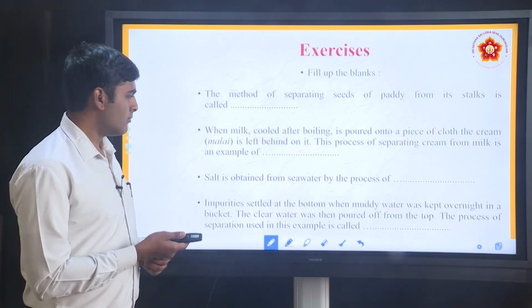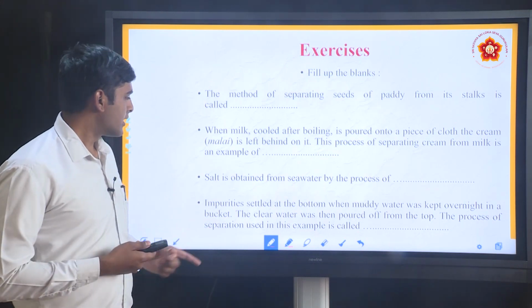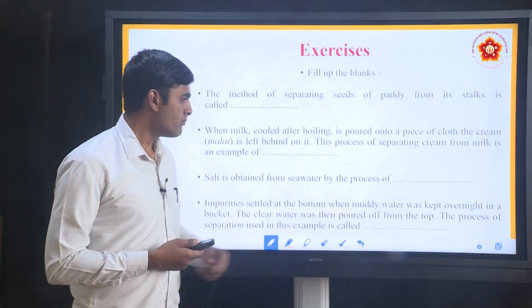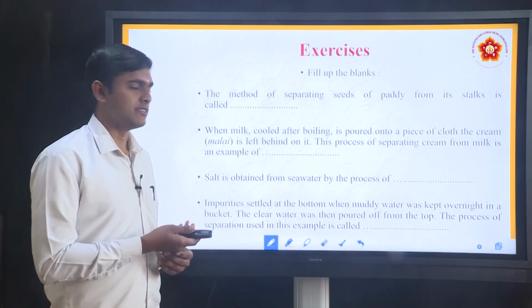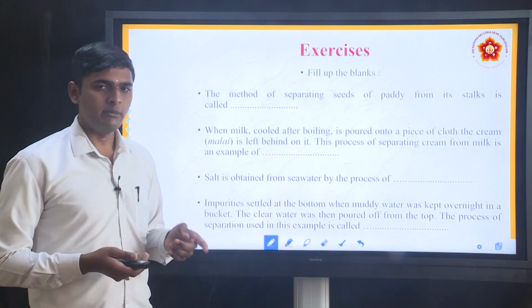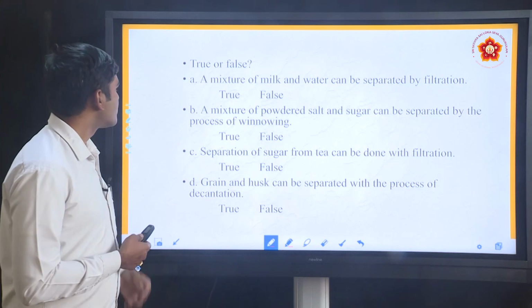Impurities settled at the bottom when muddy water was kept overnight in a bucket. The clear water was then poured off from the top. The process of separation used in this example is called decantation. Before that, sedimentation and decantation. Then we will come to true or false.